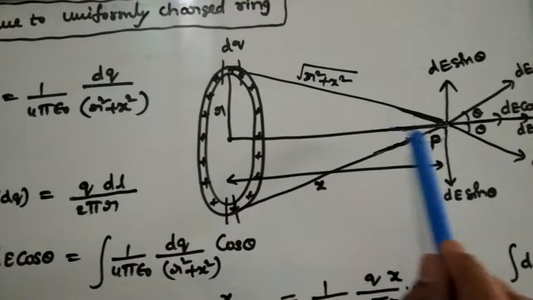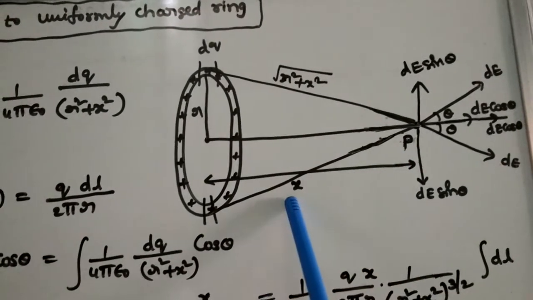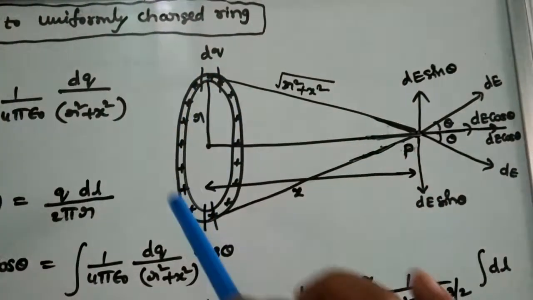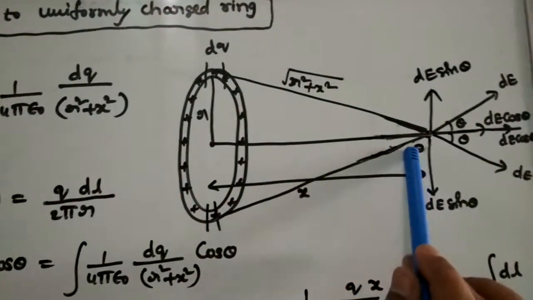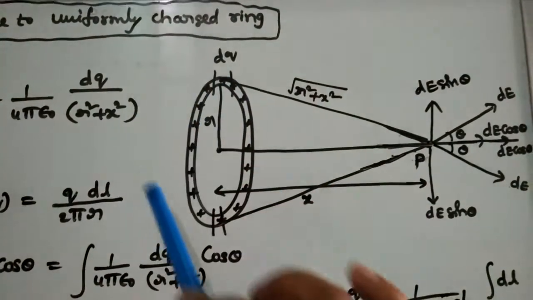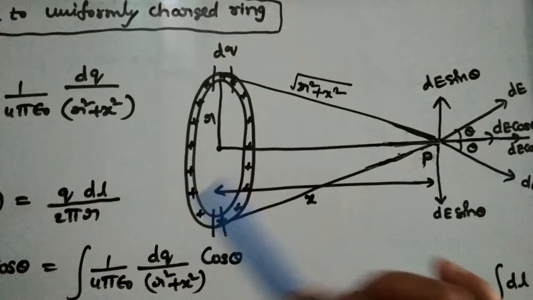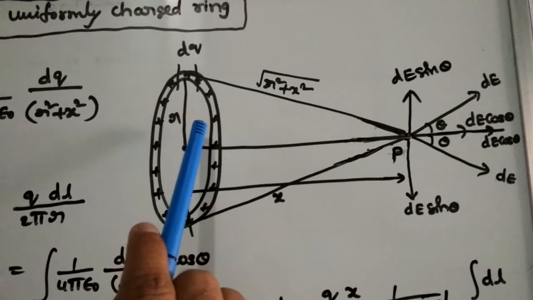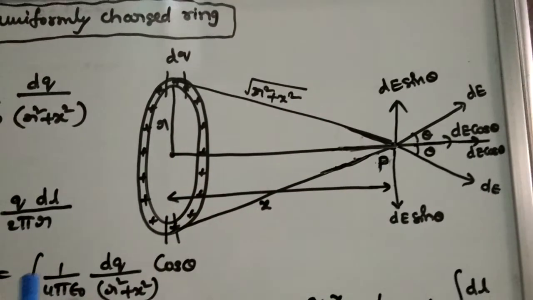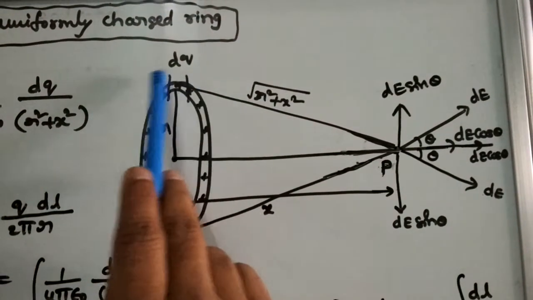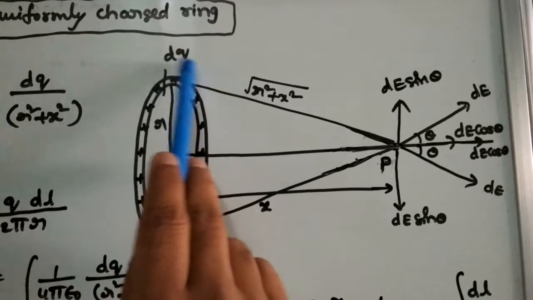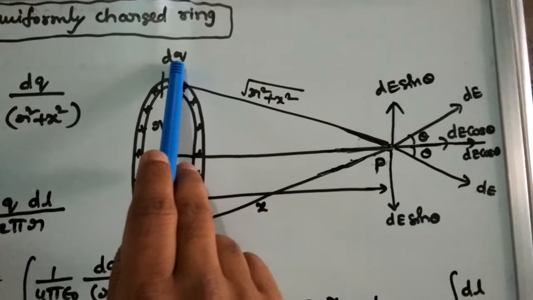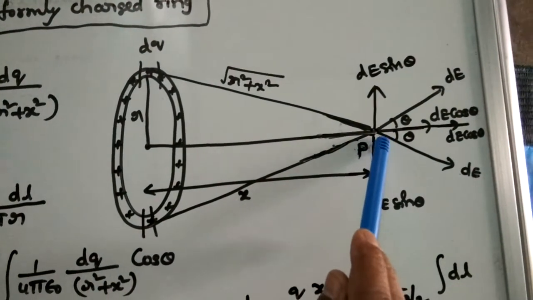Now I am considering a point P which is at a distance x from the center. At this point P, what is the electric field given by this continuously charged ring? For this, remember, in the case of continuously charged bodies, we cannot directly apply the point charge formula 1 by 4 pi epsilon naught q by r square. First of all, consider a small charge element. Its length is dl, and the amount of charge is dq. It is giving an electric field at this point P.